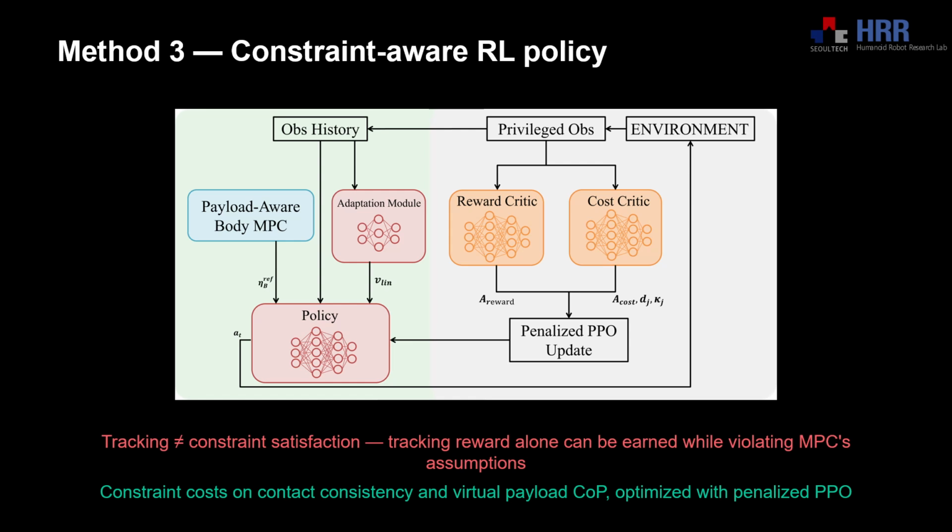The policy takes the MPC reference and observation history and outputs joint commands. But tracking the reference does not guarantee that the stability conditions hold, because the tracking reward alone can be earned while violating them. Constraint costs on contact consistency and the virtual payload center of pressure are therefore added, and the policy is trained by constrained reinforcement learning based on P3O.